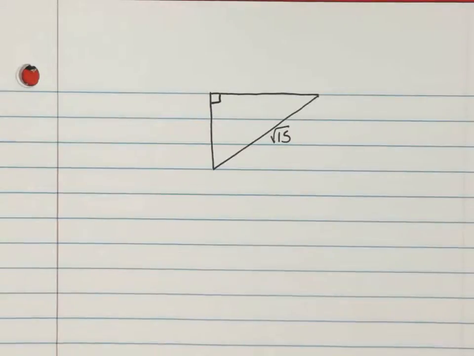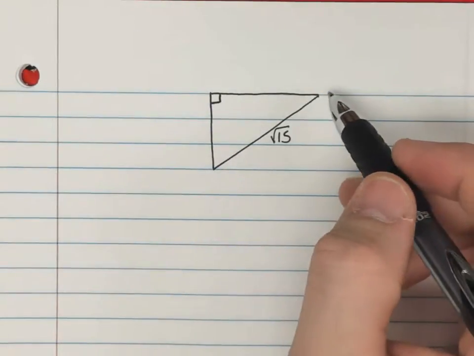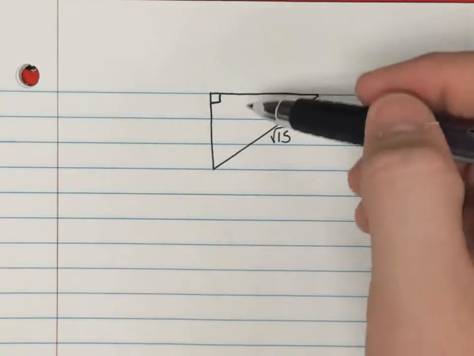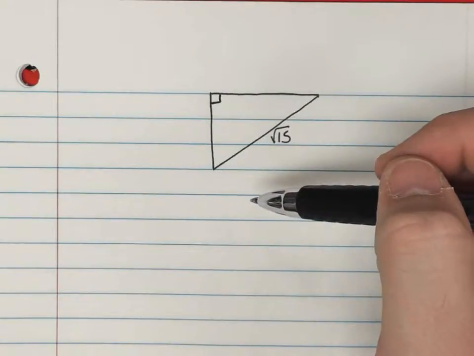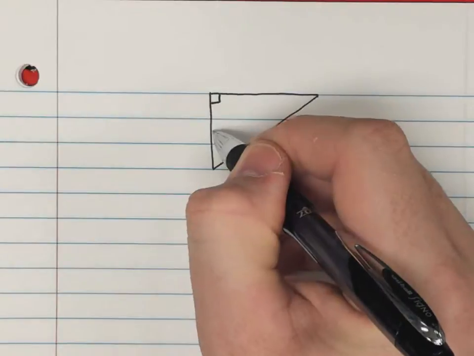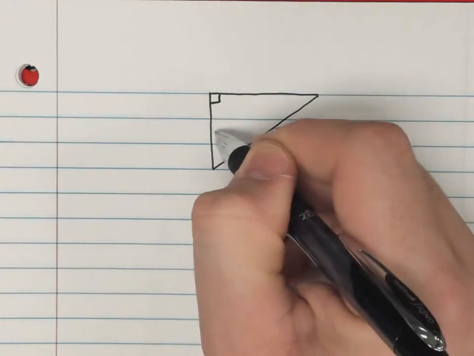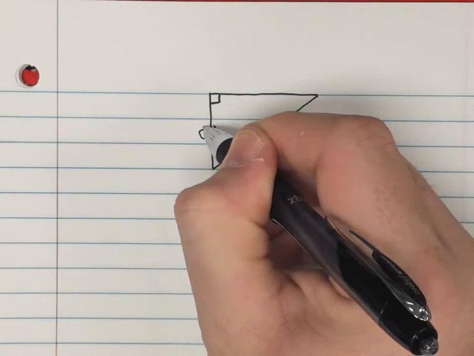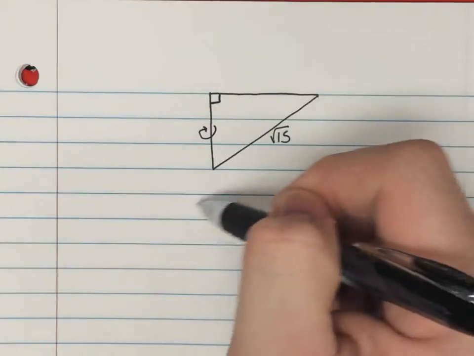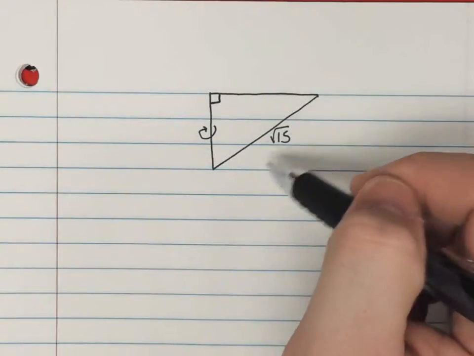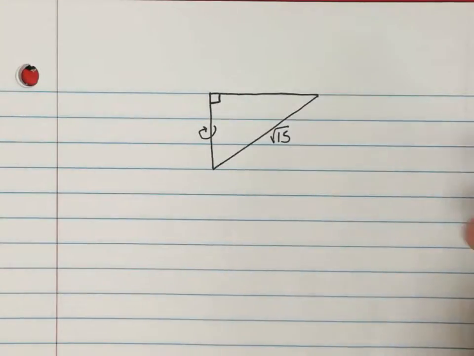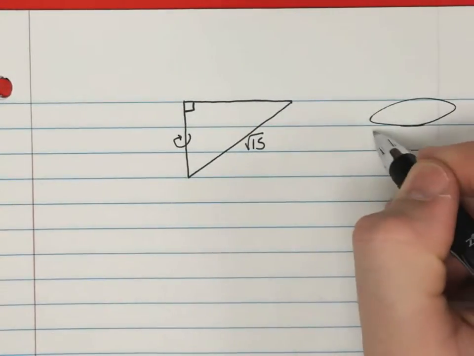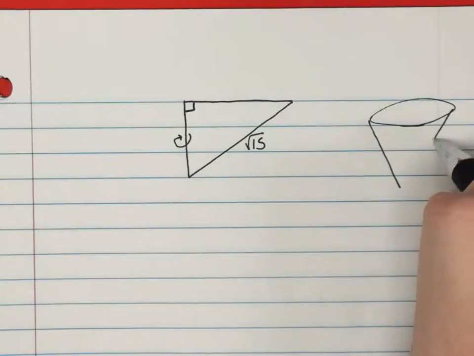Okay, here's what the problem says. You've got a right triangle whose hypotenuse is root 15, and it's revolved around one leg in order to generate a cone. So we're going to take this entire right triangle and revolve it like this right here around one of these legs. We're going to spin it around, and notice it's going to form a cone. If we trace its path, you now have a cone, and we all know what a cone looks like.